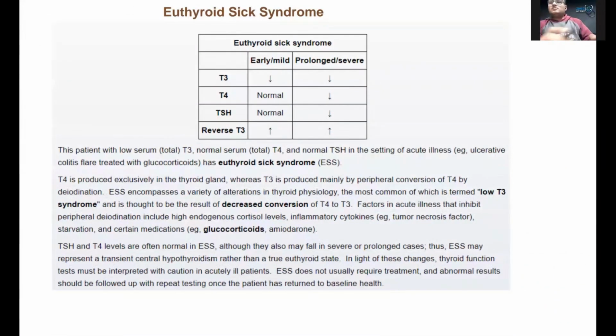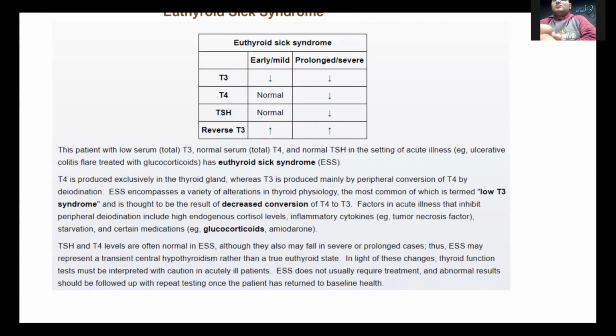Next is euthyroid syndrome. We have discussed the basic concept about this. Actually, it is a condition that occurs when there is some illness, stress, infection, inflammation, post-surgical patients, use of cytokines, use of drugs like amiodarone, or conditions like starvation and eating disorders. These are all the conditions that cause euthyroid syndrome.